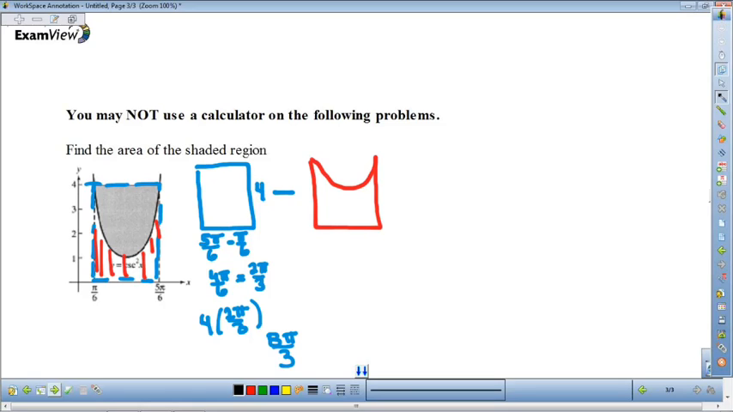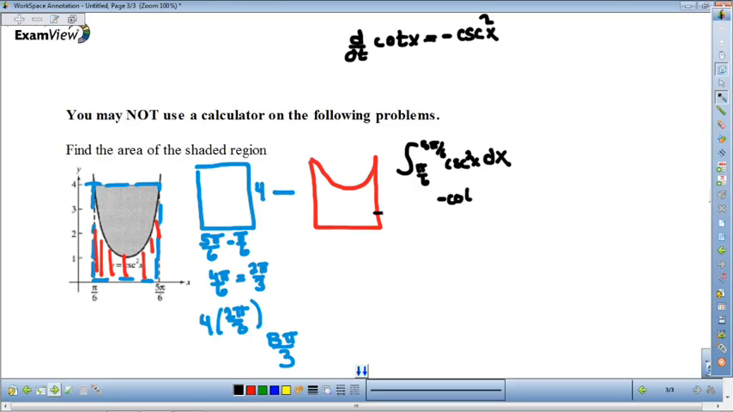So that's going to require a little bit more work because since it's a curve, we're going to have to find the integral. So we're going to do the integral from pi over 6 to 5 pi over 6 of cosecant squared dx. So if you look at your foldables, one of the things you should see in there is that the derivative of cotangent of x is negative cosecant squared of x. So therefore, the antiderivative of cosecant squared of x is going to be negative cotangent of x.